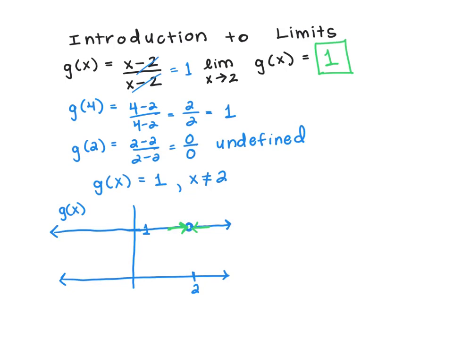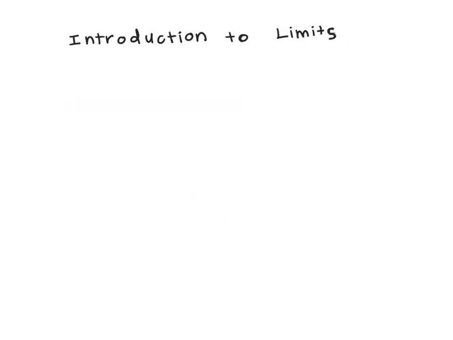Again, it's really important to notice that the value of my function at a particular x value is not necessarily the value of the limit as I approach that x value. So here we were undefined at x equals 2, but we still have this limit that my function is approaching the value of 1 to the left and to the right of x equals 2. Let's look at one more example.